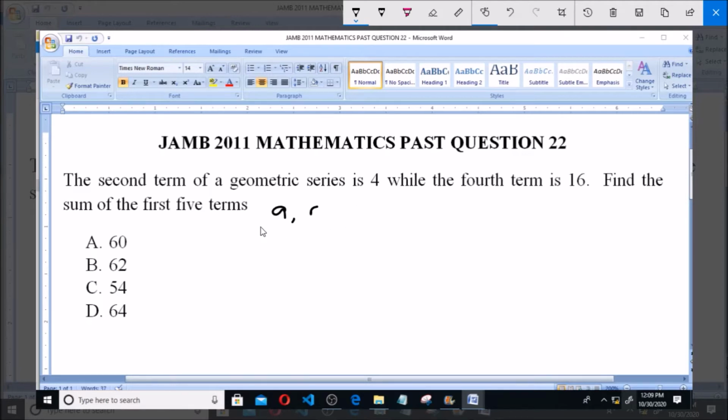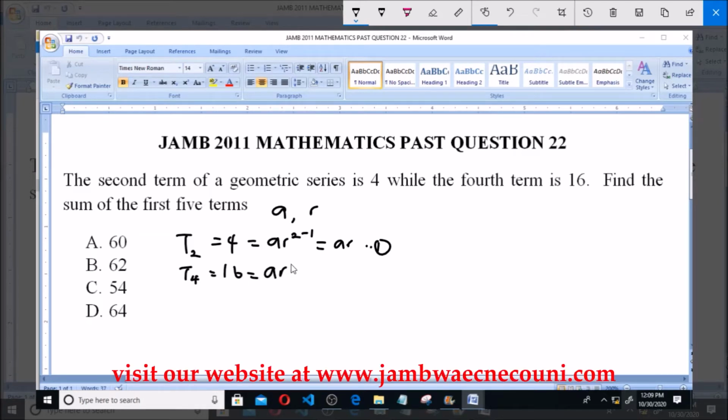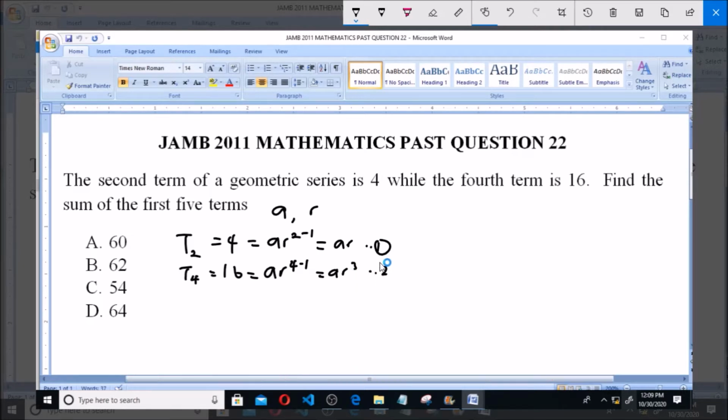It is not given to us, but we are given that T2, which is the second term, is equal to 4. That means 4 is equal to AR raised to the power of what? 2 minus 1, and this is equal to AR. Let's call this equation 1. Then it says T4 is 16, which is equal to AR raised to the power of what? 4 minus 1, and that is AR raised to the power of 3. Let's call this equation 2.